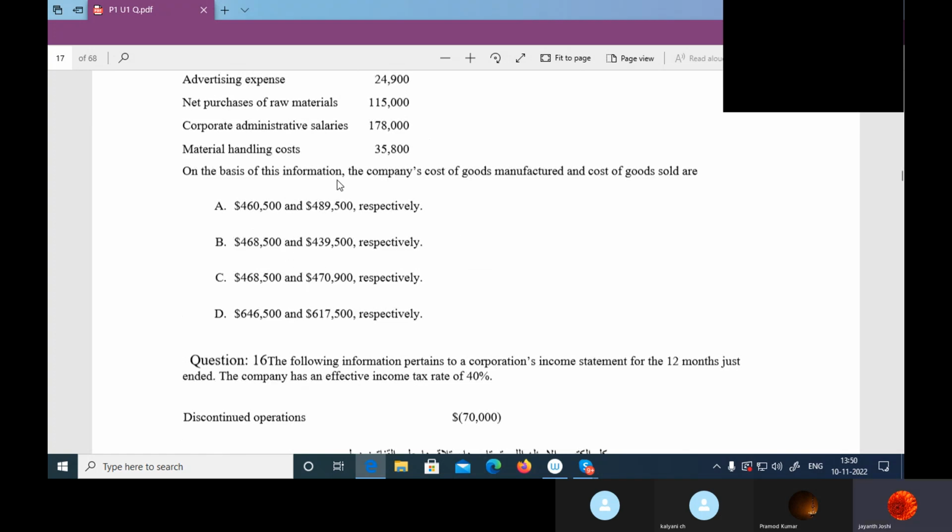These are the company's cost of goods, and you have to find two things: cost of goods manufactured, COGM, and COGS. Once you get COGM, add beginning, less ending finished goods, and you get the answer.